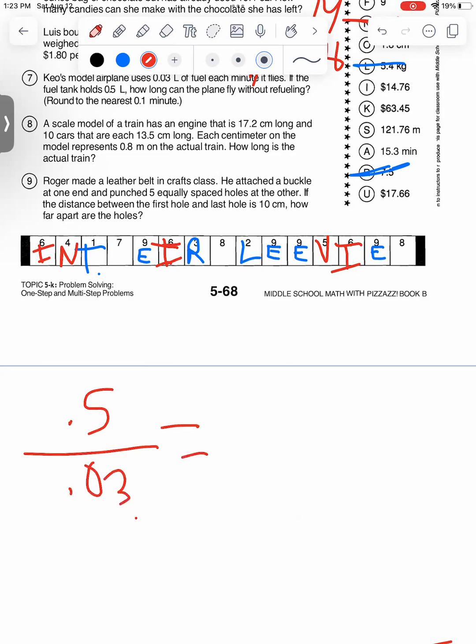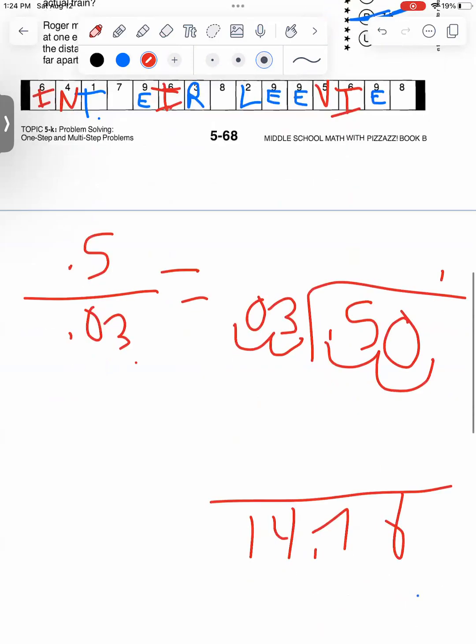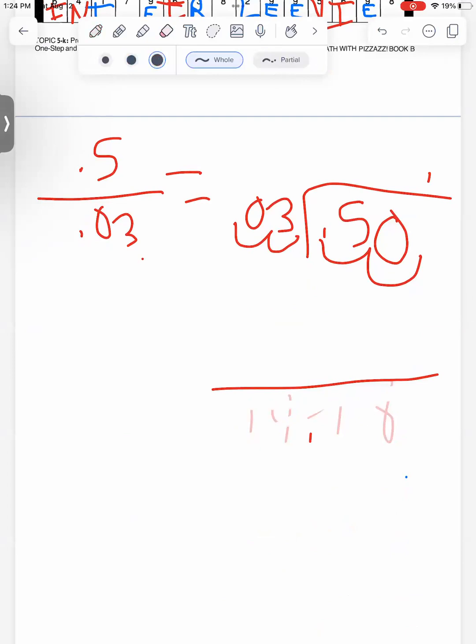And it's using 0.03 liters per minute. So we're going to divide like this. So we have 0.03 top dog in the doghouse right here. Move it to the end on the outside. That was 2 places. So we move 2 on the inside. Same on the outside and inside. Add a 0, bring the decimal up. So basically, we're going to end up doing just 3 into 50 here.